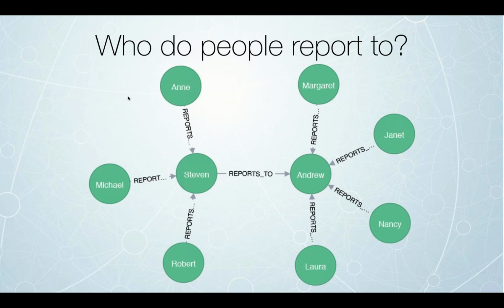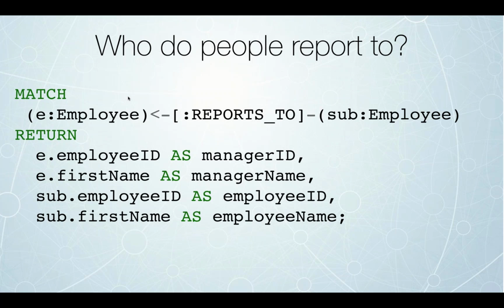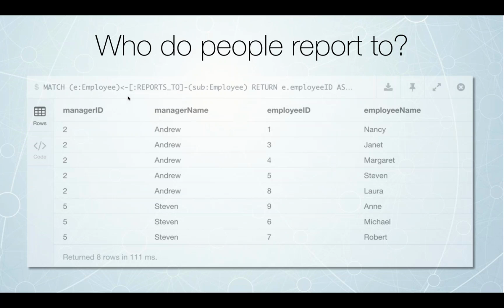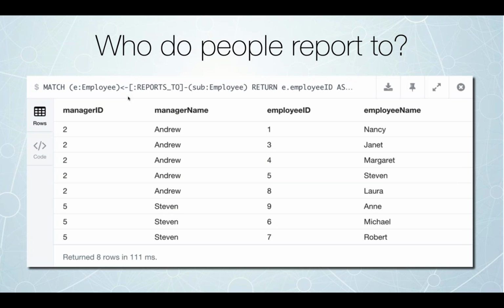Here we can see the organizational hierarchy of our organization. Alternatively, we can return this data as a table. Here we'll grab the employee ID and first name for both the manager and the employee. And instead of returning nodes and relationships, we're just going to return the properties. That renders as a table here. So we can see the employees that report to Andrew, the employees that report to Stephen, and so on.